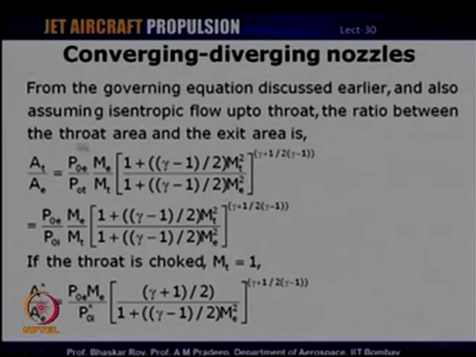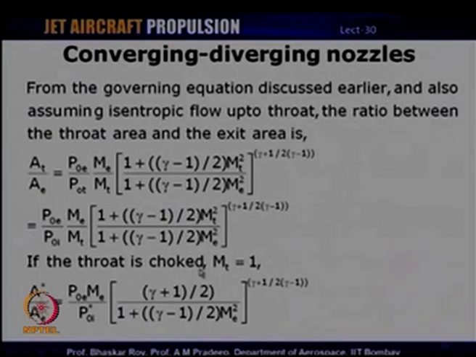So, we can express the throat area and the exit area, A_T by A_E, which is throat area by exit area, in terms of the corresponding pressures and Mach number: P_0E by P_0T, the stagnation pressure at the throat, multiplied by M_E by M_T, the Mach number at the throat, into (1 + (gamma - 1)/2 M_T²) divided by (1 + (gamma - 1)/2 M_E²), raised to (gamma + 1)/(2(gamma - 1)). This also can be expressed in terms of the inlet pressure.